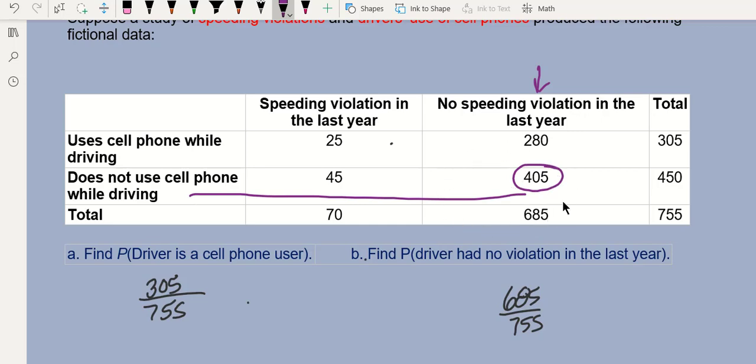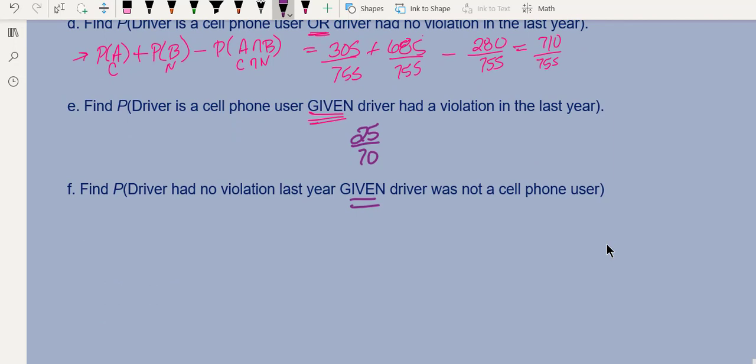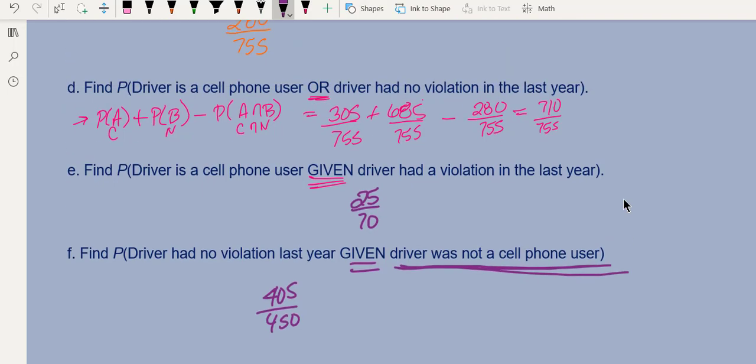But the reason why I am only going to use 405 and what is this? 450 is because I use the word given that the driver does not use a cell phone. So the given really indicates what your grand total that you want to use is, okay? So our answer would now be 405 divided by 450. Again, the given is indicating what your bottom number will be.